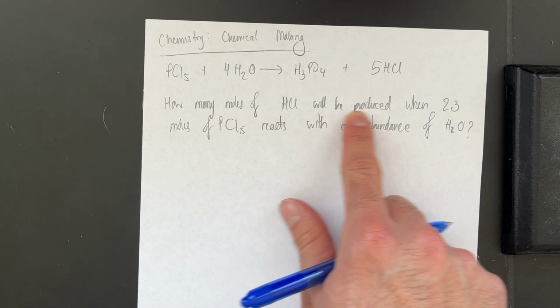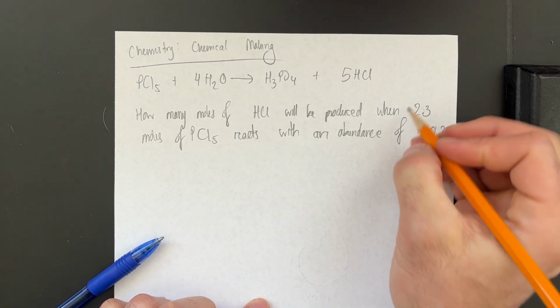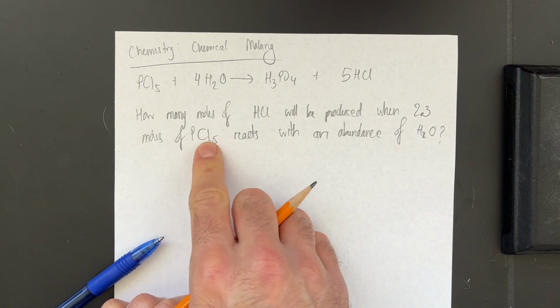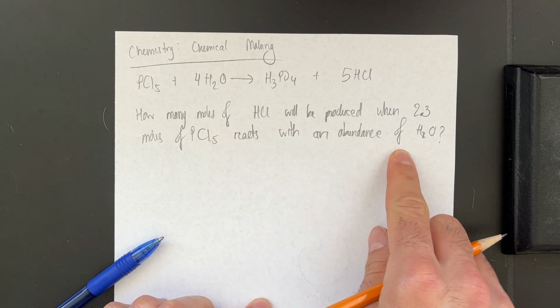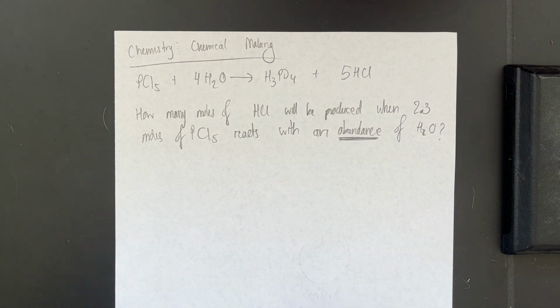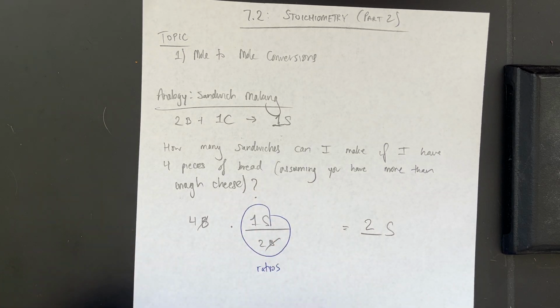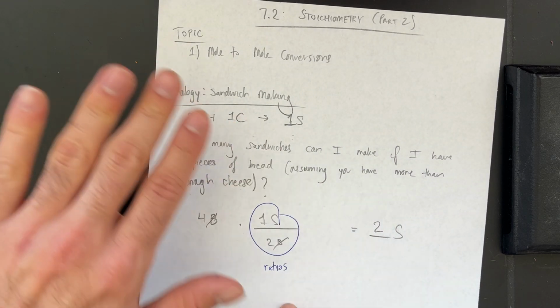How many moles of HCl will be produced when 2.3 moles of PCl5 react with an abundance of H2O? Now that word abundance, I'm using it in the same way that I used here, assuming you have more than enough cheese, right? What I'm trying to say is, don't worry about the cheese running out and thus limiting us, right?